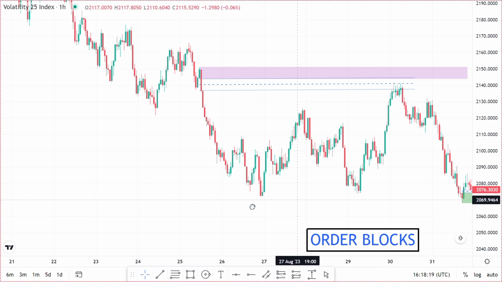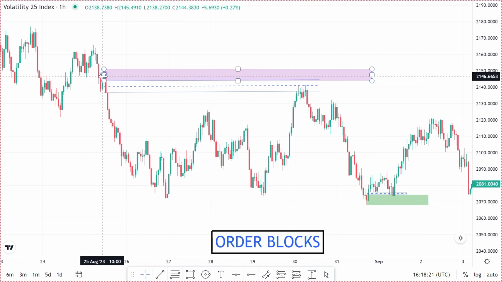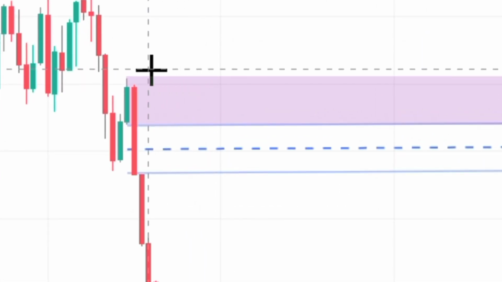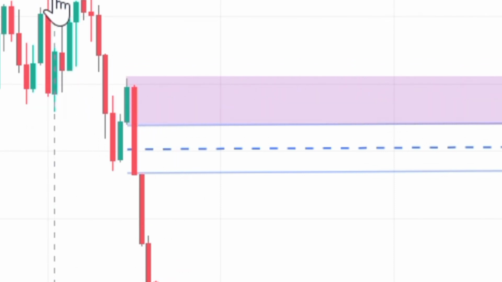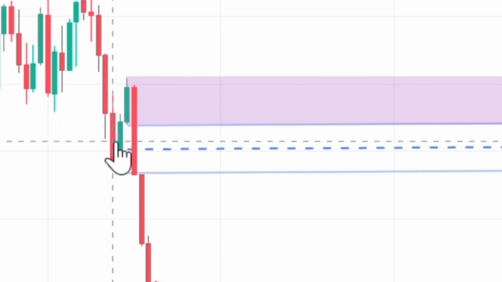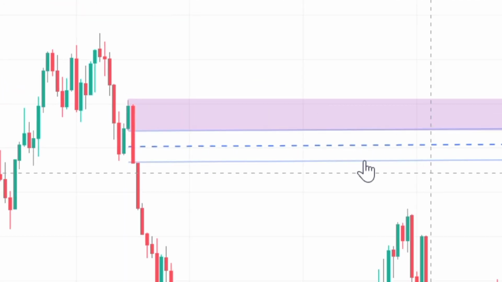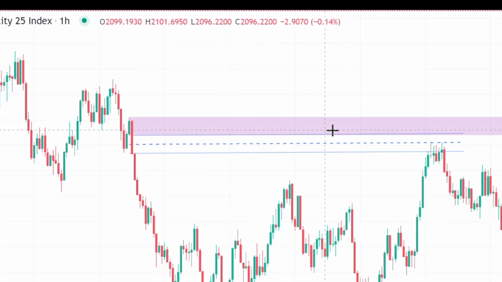You can see that over here I spotted another order block, and this order block leads to a break of structure. It is unmitigated. You can look at the point of the order block, there was no price action into the order block. And then you can also see that the order block has an FVG.